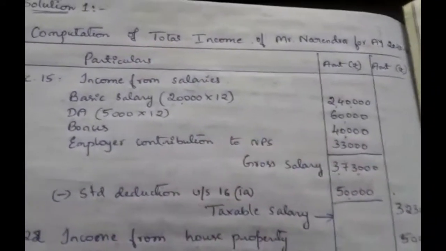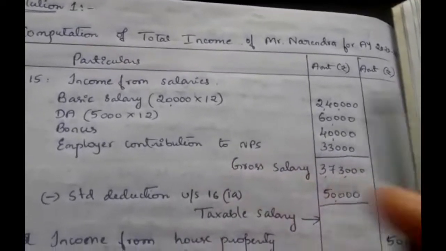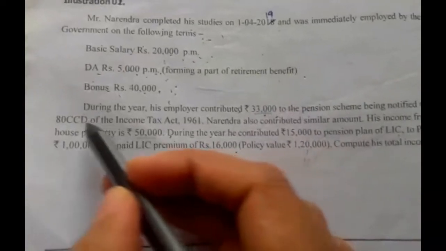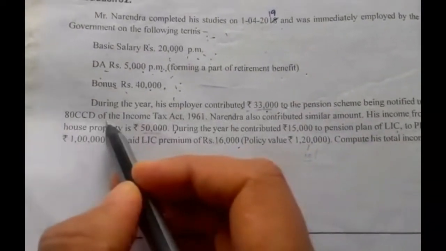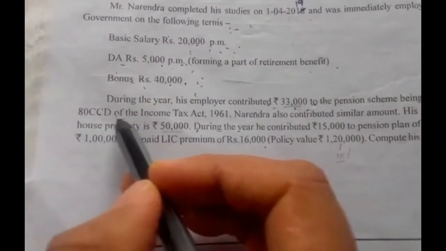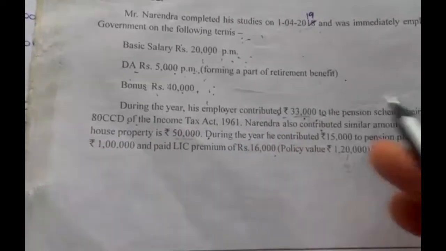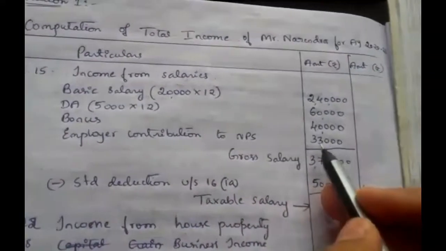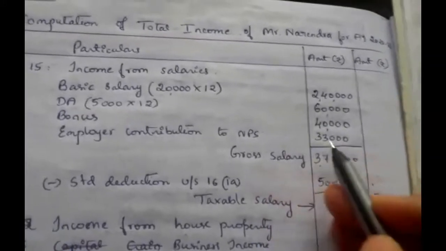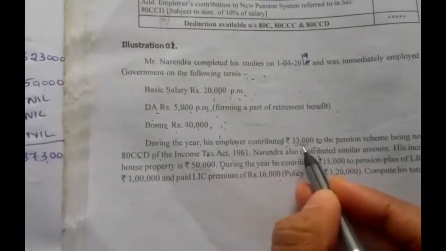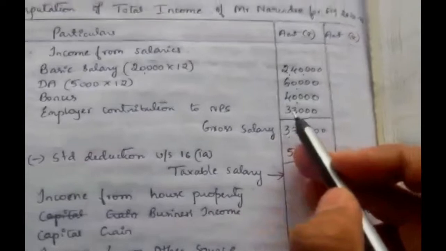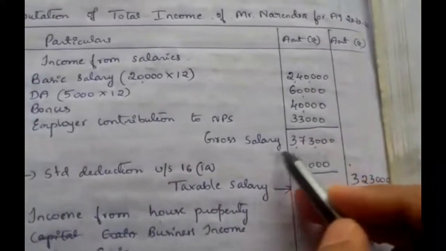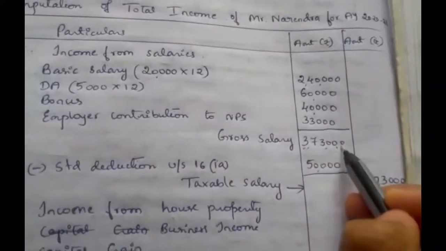Along with that, an 80CCD contribution is there. Contribution to NPS is given in this problem. 33,000 was contributed to 80CCD by the employer as well as the employee. Here the employer contribution is taken as a part of salary, that is 33,000. Employer contribution to NPS is 33,000, so that amount we take here. The total is the gross salary 3,73,000.